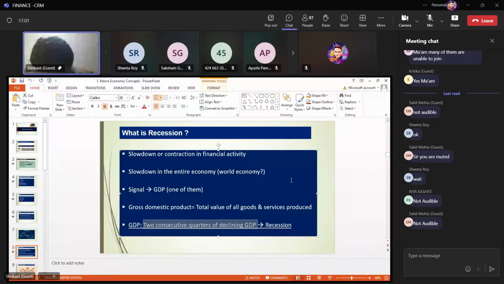The minute it sees a decline in GDP, it has to pull up its socks and do something so that in the second quarter it does not continue. There's not a continuous fall in the GDP, so they have to take some fresh measures to ensure that you don't get into a recession.